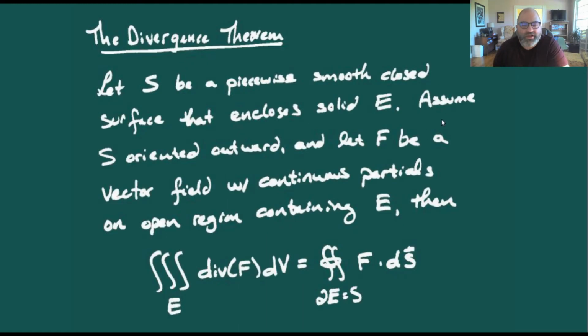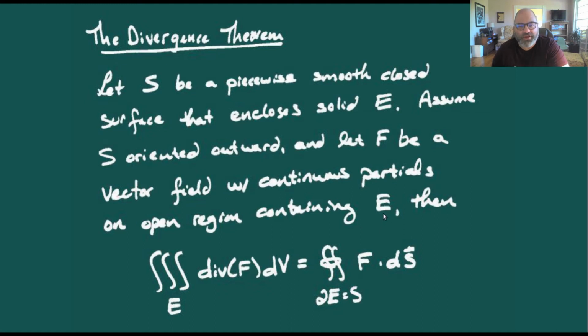So just to state the divergence theorem, we've got a piecewise smooth closed surface S that is going to enclose some solid E. And we assume that S is oriented outward, so the surface has an outward orientation. And we've got some vector field F that has continuous partial derivatives, and those are going to be continuous on some larger open region that's containing the region that we're actually interested in, our region E. And so the surface S we can really think of as being the boundary of E.